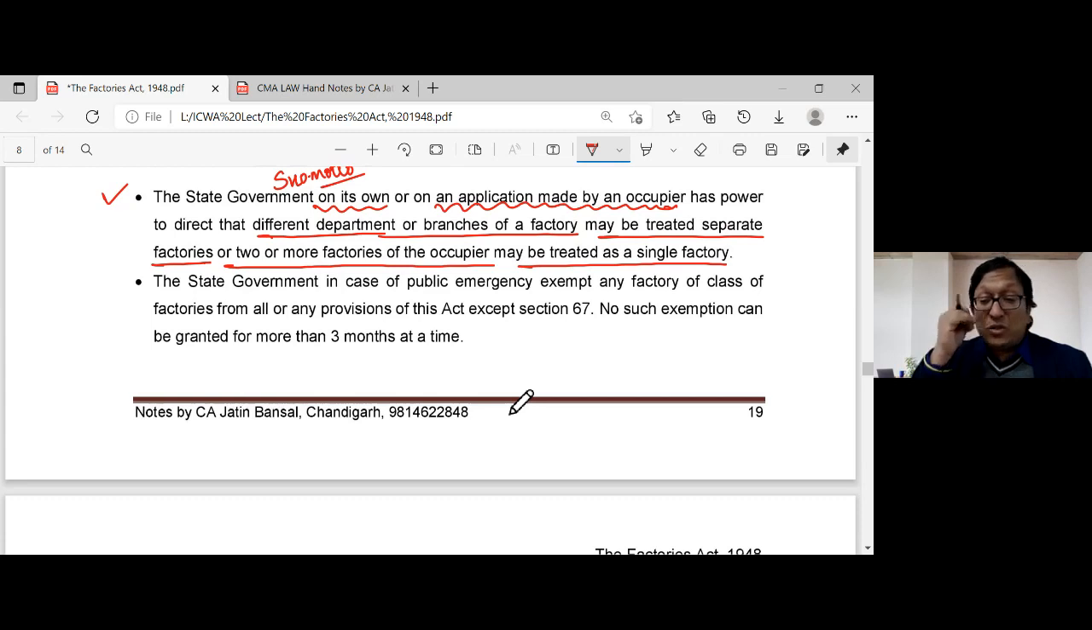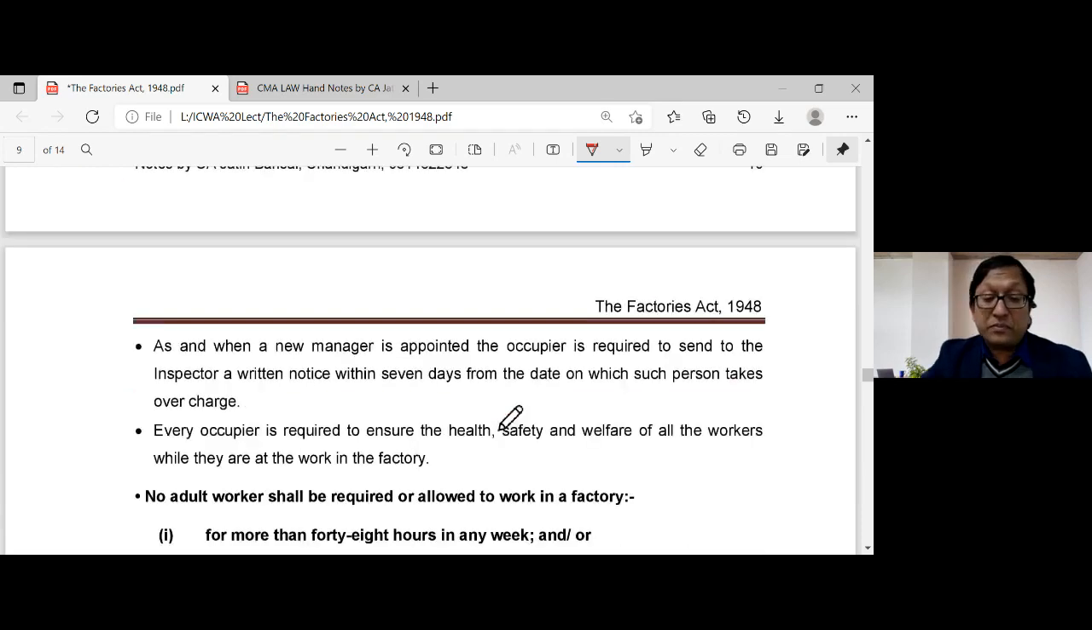In case of public emergency, the State government may exempt any factory or class of factories from all or any of the provisions of this Act. They may exempt them, but at a time for a maximum period of 3 months. Okay, not much important.